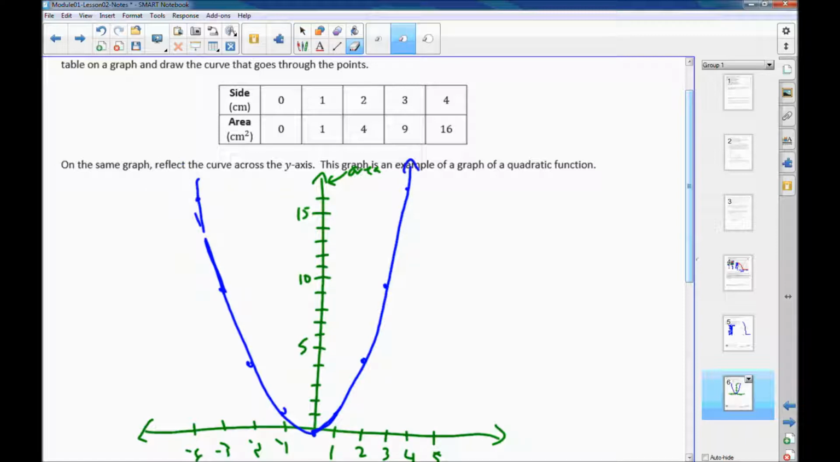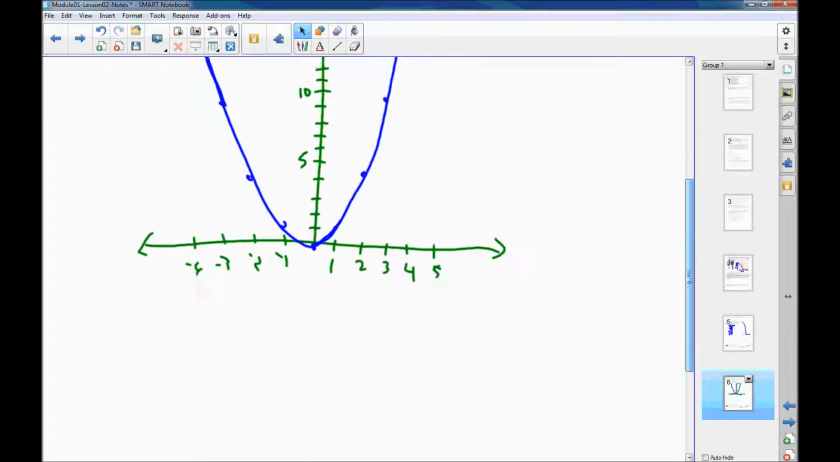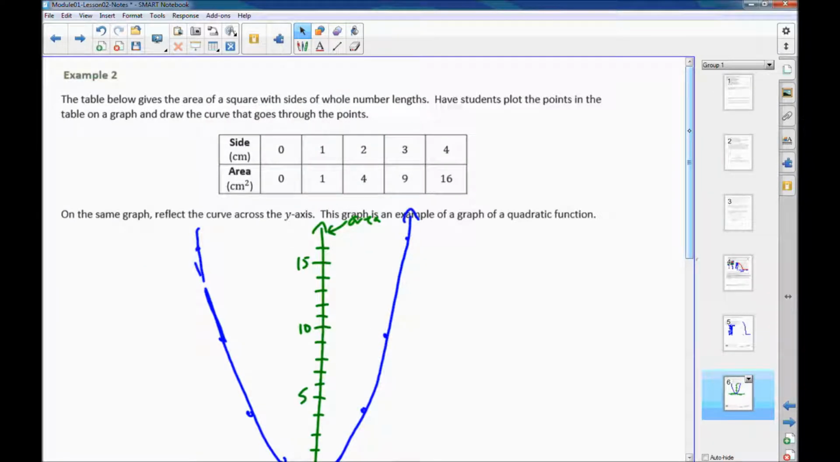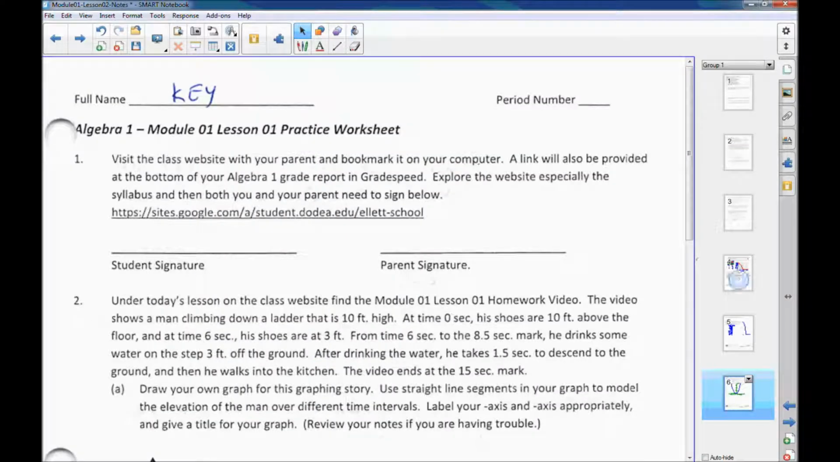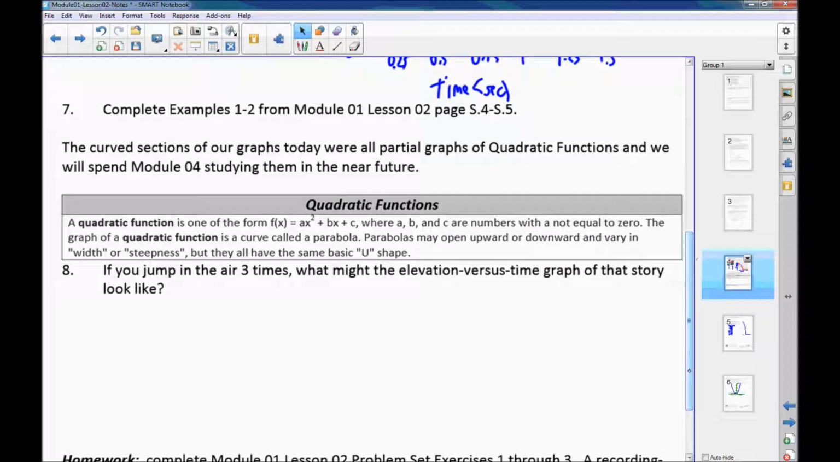All right, so that's all of the notes that we get from the book, those two examples on how to find, graph these curves. We're going to go back to our original notes, which are here. And the curve sections of our graph today were all partial graphs of quadratic functions, except for our last one when we reflected over, we got the whole quadratic function. And we'll spend Module 4 studying them in the near future. It's actually not that near. It's back in the second semester.